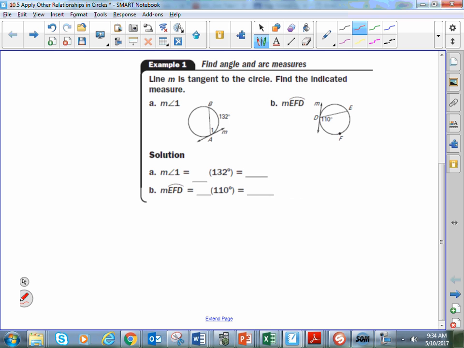Moving on, this is just an application. Now that we understand what the measurement is, can you actually figure out what they are? In example A, we have the measurement of angle 1. What is it? Angle 1 is going to be half of the 132, so you just say half of 132. For part B, if we know the measurement of the angle, we can double it to get the measurement of the arc. So we double that, and that's how we get the 66 and the 220 respectively.